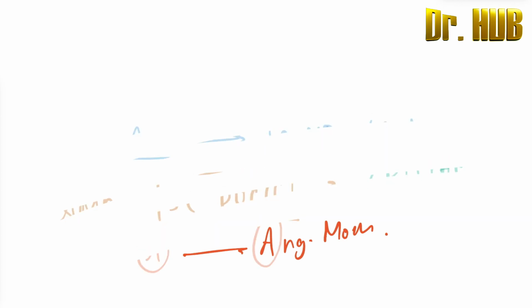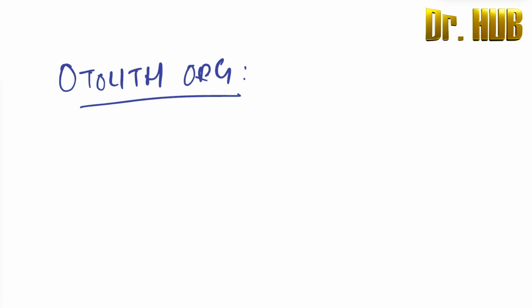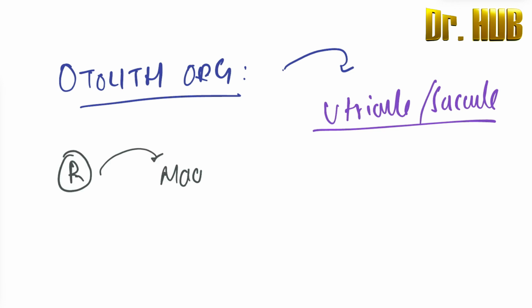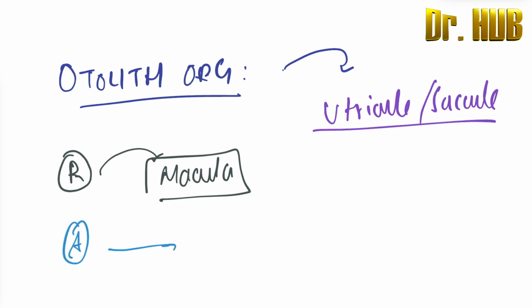Next is the otolith organs. We will look at the otolith organ. It includes the utricle as well as the saccule. And what is the receptor? The receptor will be the macula. So what will be the action? The action will be the linear momentum.